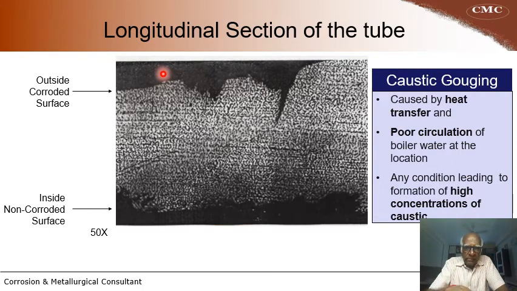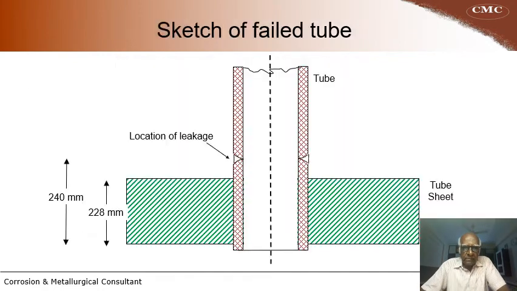This sharp type of corrosion problem is called caustic gouging. It is caused by heat transfer and poor circulation of boiler water at the location. Any condition leading to formation of high temperature caustic will lead to this type of gouging problem. So the diagnosis is caustic gouging at the bottom side.